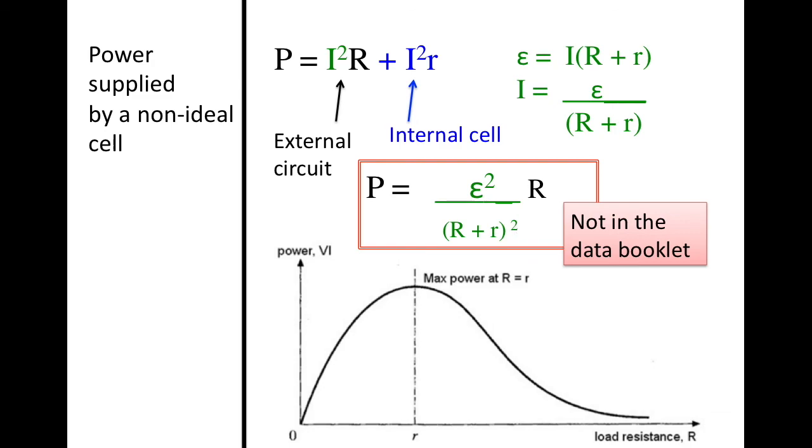The graph below shows how the resistance changes as the power is delivered to the external circuit. You can see that the resistance increases until the resistance of the cell and the external cell are equal. So when these two factors are equal, we get the maximum here, and then it begins to decrease again.